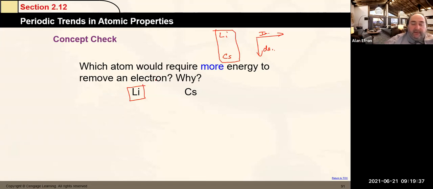The idea here is that lithium is 1s2, 2s1, so there's only a total of 3 electrons. On average, we're talking about electrons in the second energy level, versus cesium, which is way down there, with electrons in the 6th energy level. So on average, those electrons are going to be further away from the nucleus and not held as tightly.